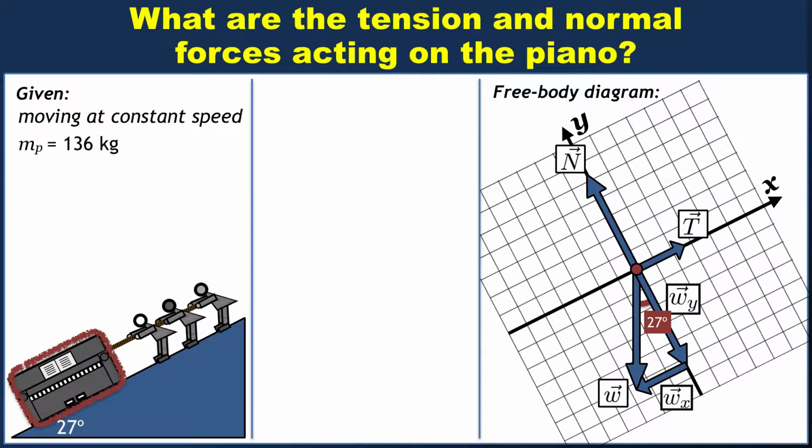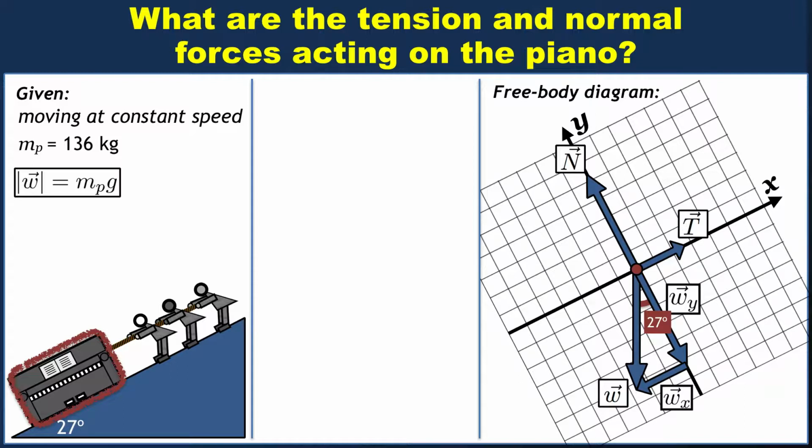Okay? In general, the magnitude of the weight force is just mass times little g. So in this case, it's the mass of the piano times little g. That will be the magnitude of the weight force. And our first goal should be to decompose that weight force into x and y components as shown on the free body diagram. Let's first consider the wx vector shown there near the bottom.